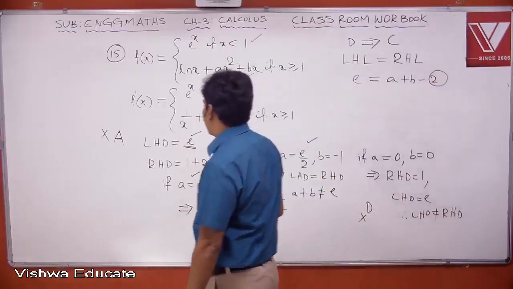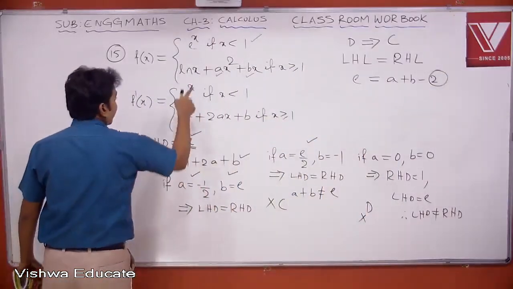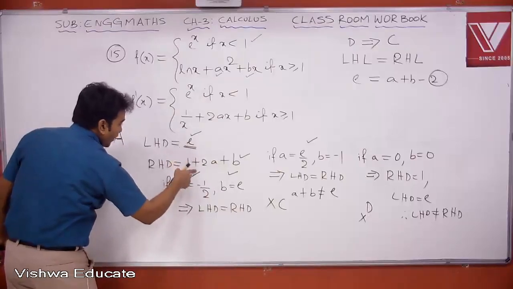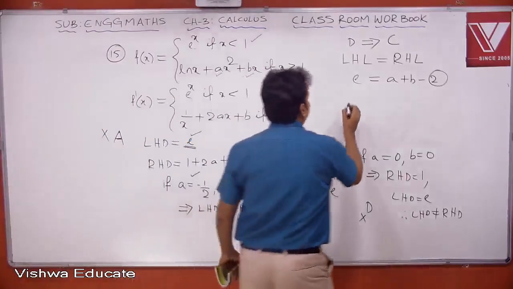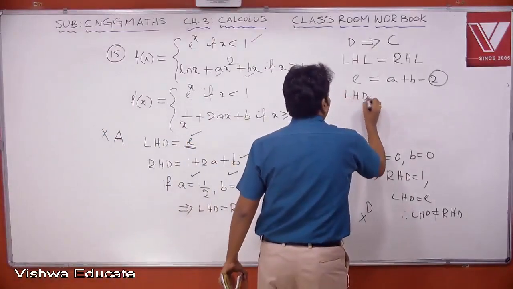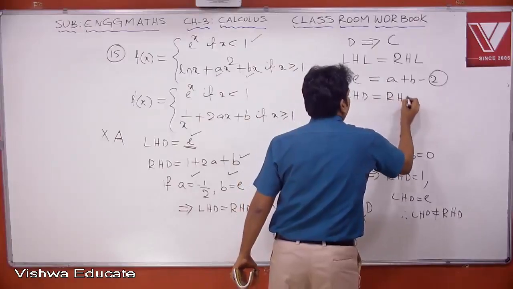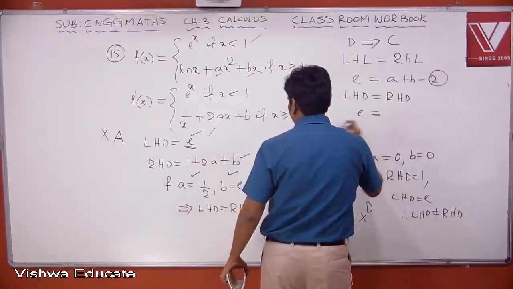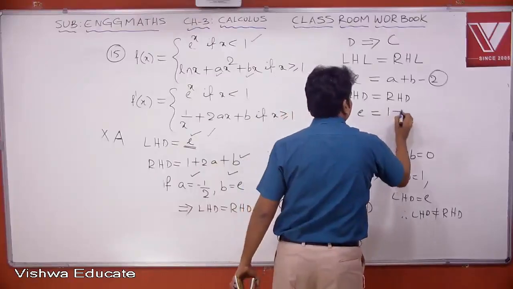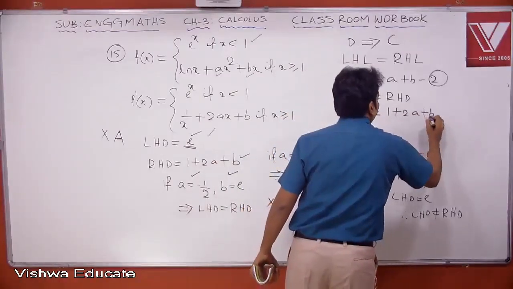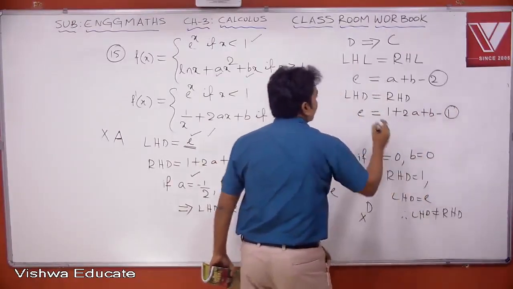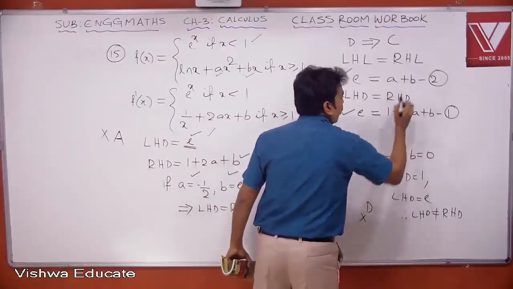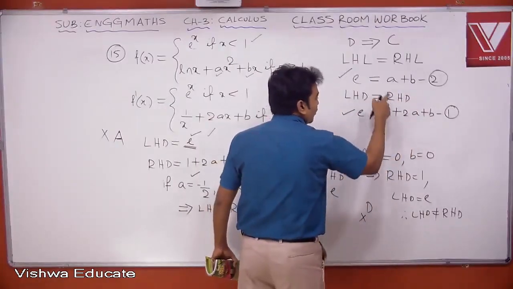Now it is given that the function is differentiable. So LHD and RHD must be equal. Since f of x is differentiable, LHD must be equal to RHD. Now what is my LHD? E. What is RHD? 1 plus 2A plus B. We call it equation 2. So we have two unknowns, A and B. So solve equations 1 and 2.